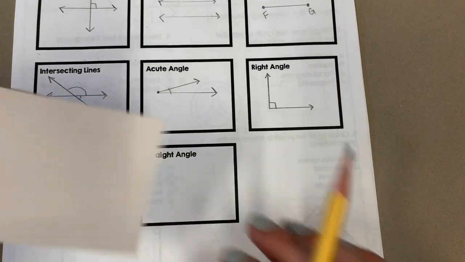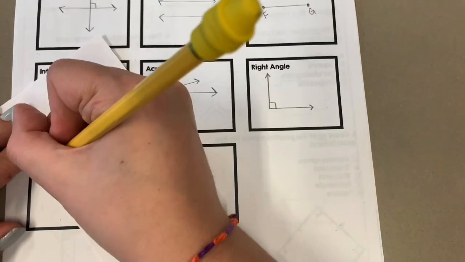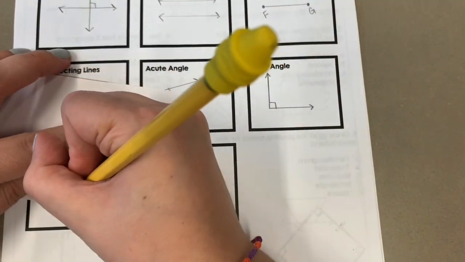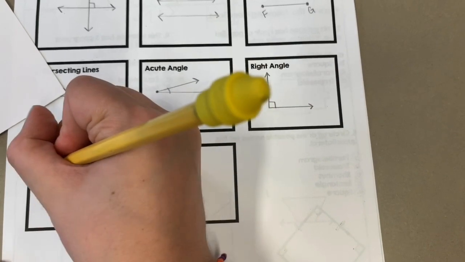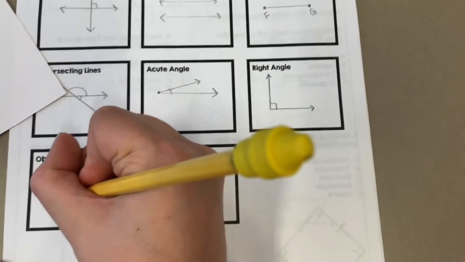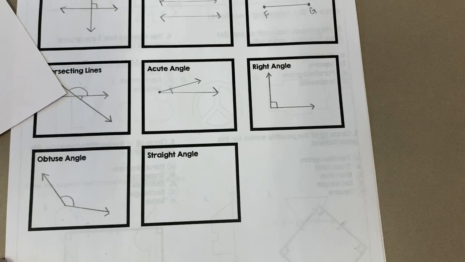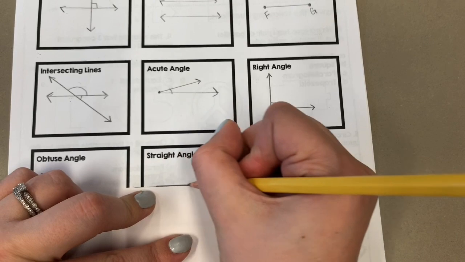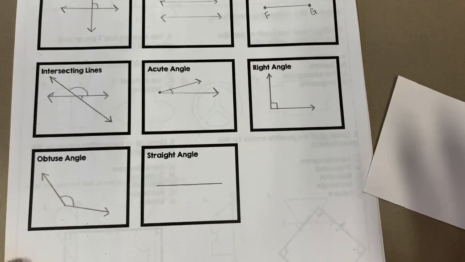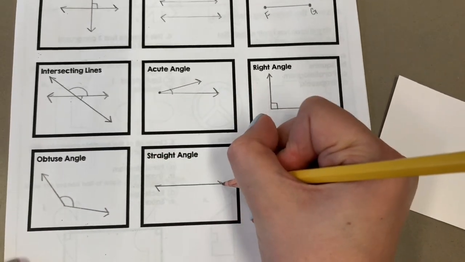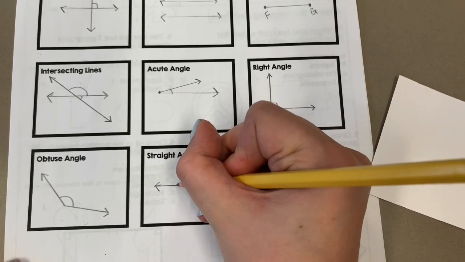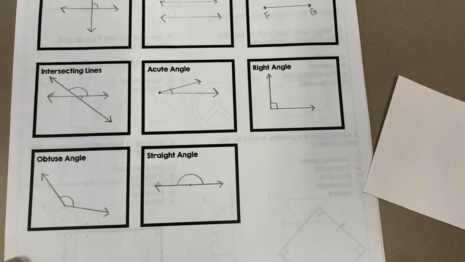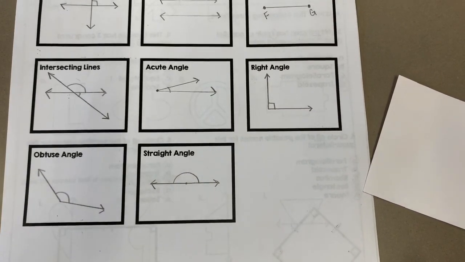An obtuse angle is bigger than 90 degrees. And there we go. Arrows on the end, bigger than 90 degrees. And finally, we have a straight angle. A straight angle is, does anybody remember straight angles? How many degrees would we go? From 0 all the way, it is 180 degrees. There you go.